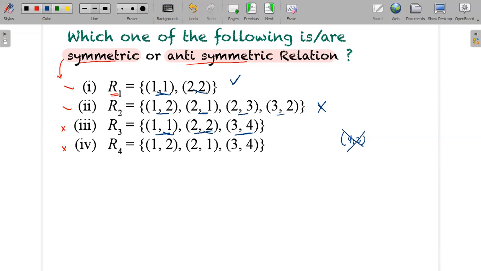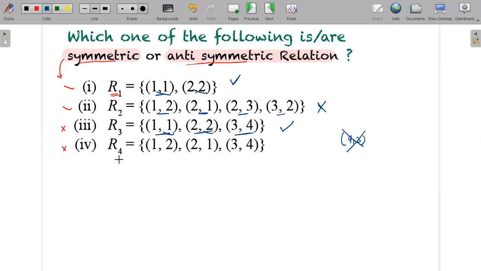So if 4 comma 3 is not there, then by default R3 is anti-symmetric corresponding to what element? Corresponding to element 3 comma 4. It is already anti-symmetric corresponding to that ordered pair, so your relation will be anti-symmetric.